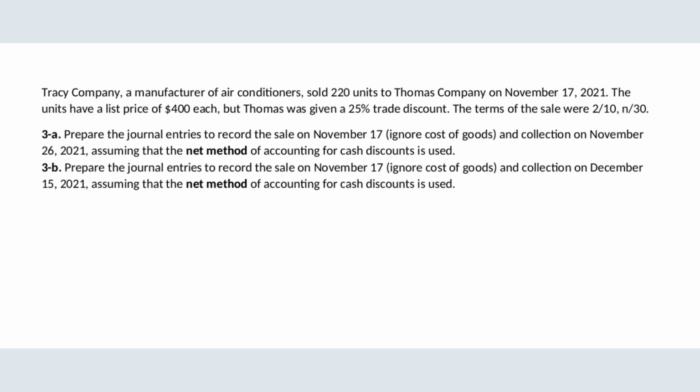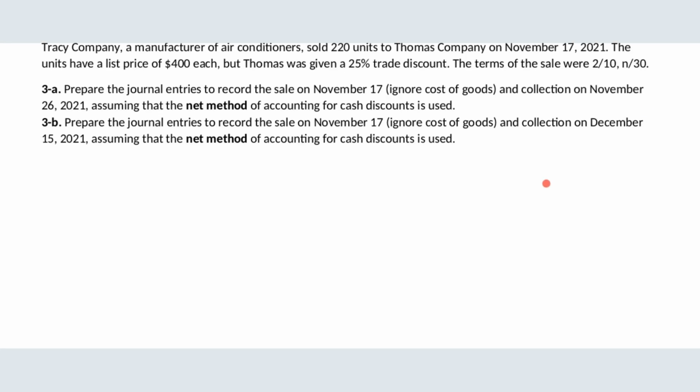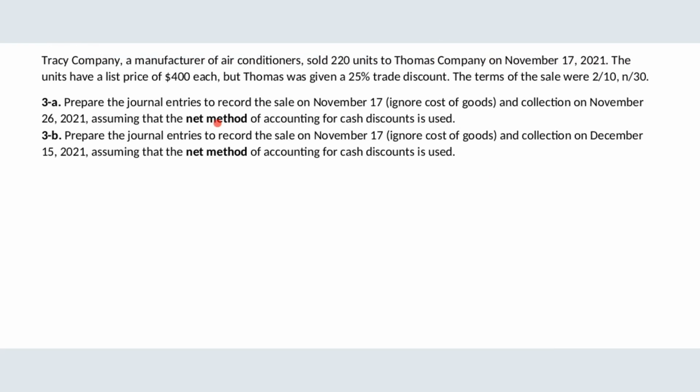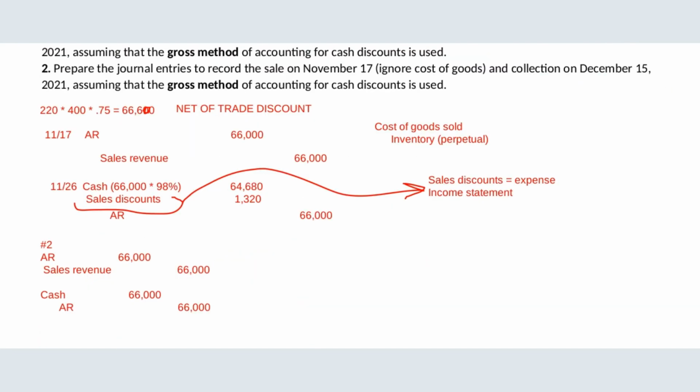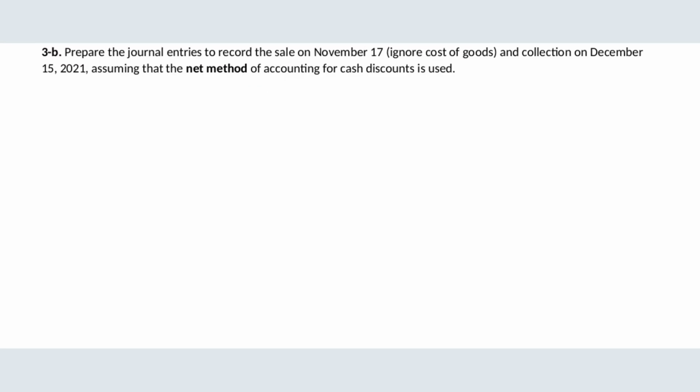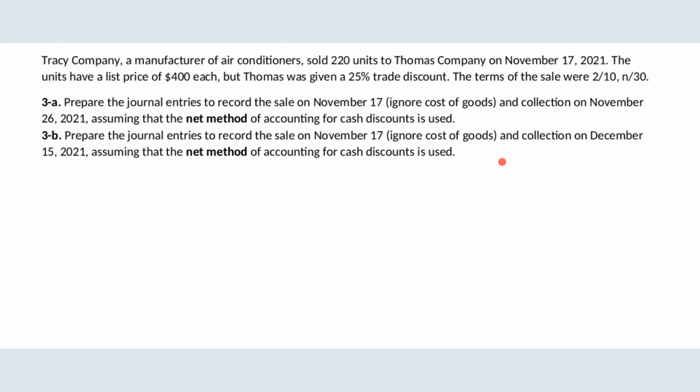Now we're still with Tracy, except that now we're using the net method instead of the gross method. Similar to what we did in 200, if you recall that far back, pretty much the same. So we're looking at the net method again. We treat the trade discount the same, so we're still working with the 66,000. All right, except that the entries will differ slightly.